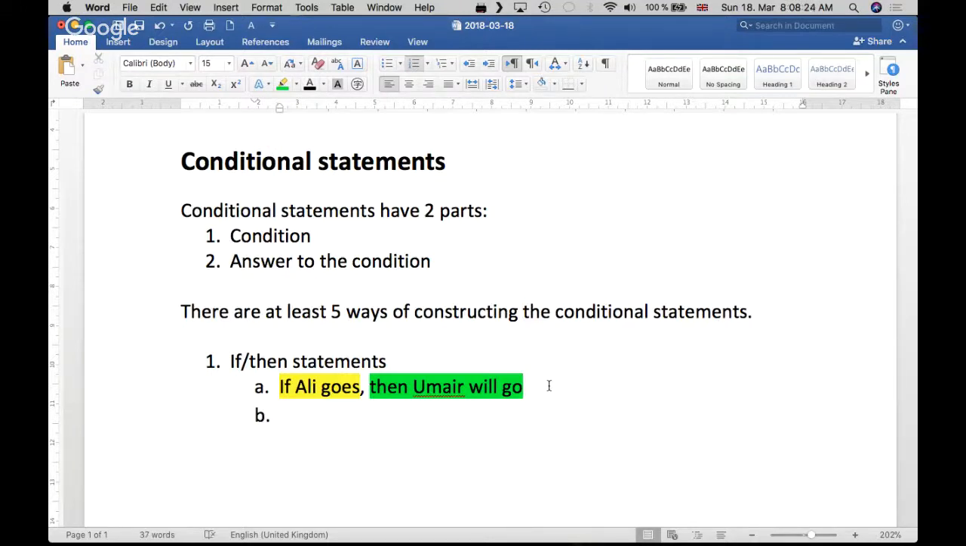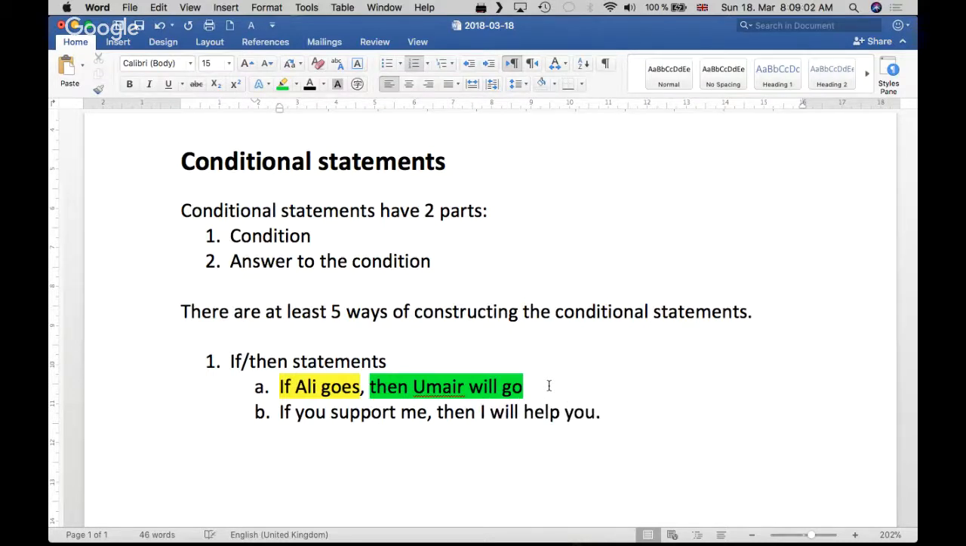Okay? So there's an if part, and then there's a then part. So there's a condition, and then there's an answer to that condition. If something happens, then something will happen. Okay, that is the most basic form of a conditional statement, which is the if-then statement. Let's construct another example. If you support me, then I will help you.